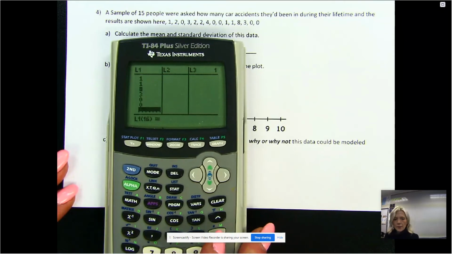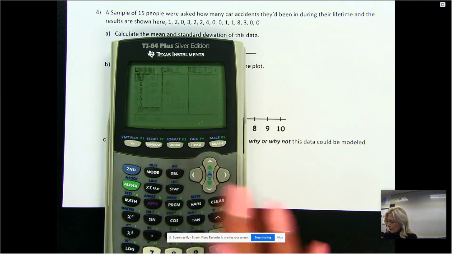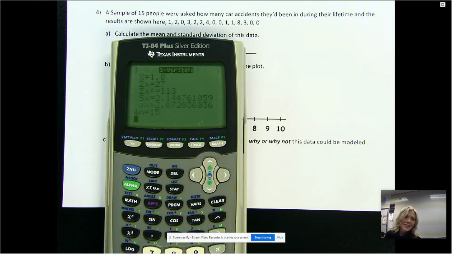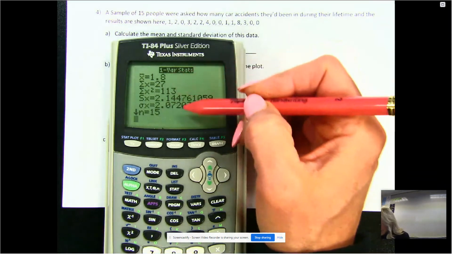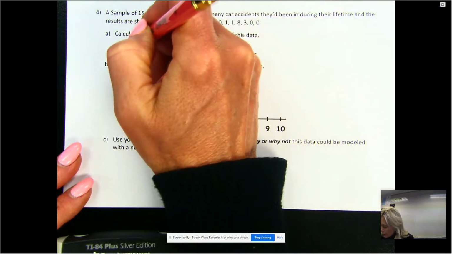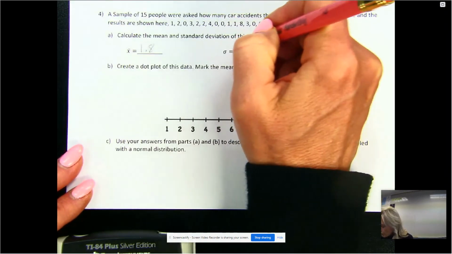So now I'm going to find the mean again. So stat, arrow to the right. It says calc, enter, enter, enter, enter. Our mean is 1.8, and the standard deviation is 2.1.